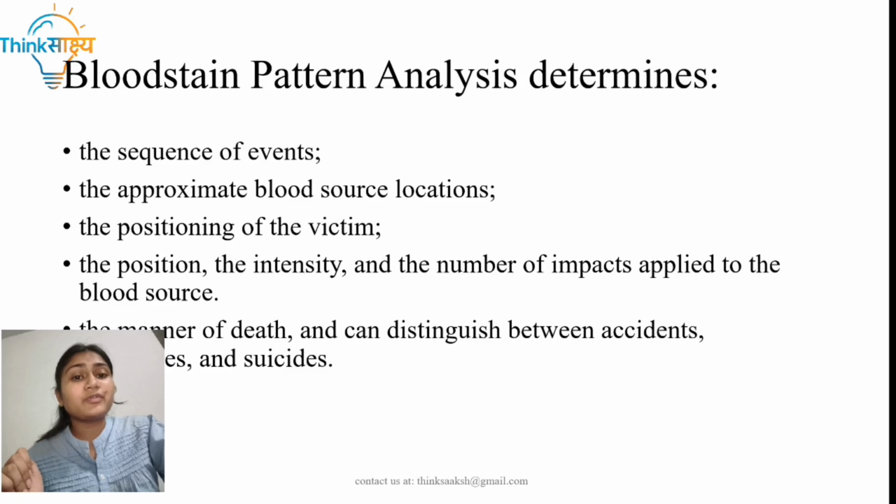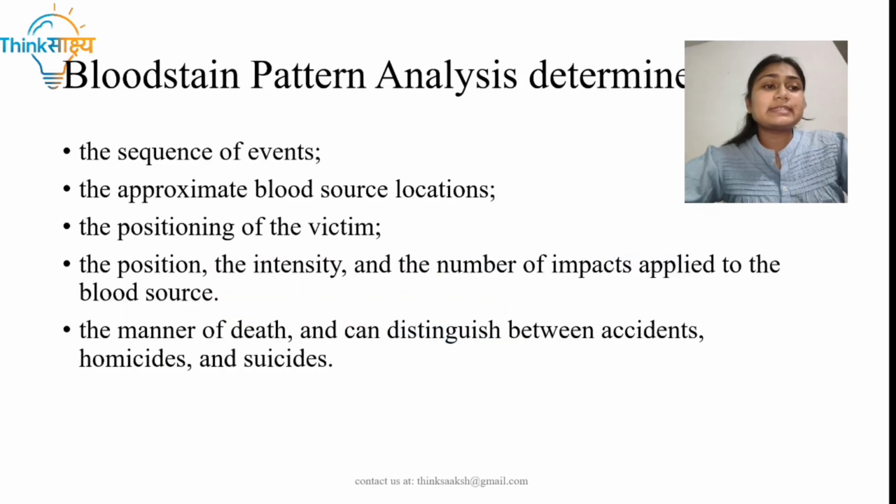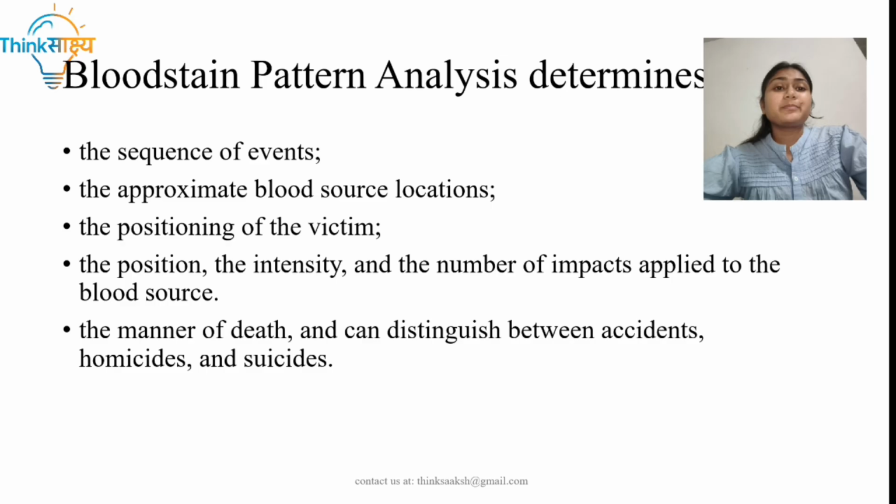Third is the position of the victim. Yes, we can know where the victim was present, was standing, sitting, whatever. Fourth is the position, the intensity, and the number of impacts applied to the blood source. The position of the blood source, yes, we can get to know that. The intensity, from what intensity the blood source was hit, and the number of impacts. This also depends on the kind of weapon used to hit the victim. Fifth is the manner of death and can distinguish between accidents, homicides, and suicides. Blood stain pattern analysis will help us determine whether it was an accident, homicide, or a suicide.